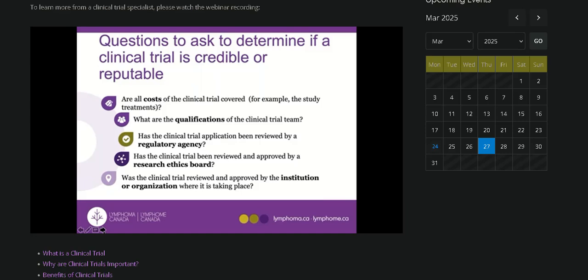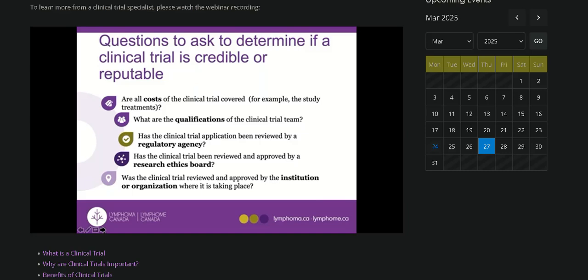You should look at the qualifications of the clinical trial team. Has this group of individuals been studying in this area? Do they have a track record in this area, and maybe in this case it's a type of lymphoma? Are they affiliated with an academic institution? They don't have to be, but sometimes that's something to look for.